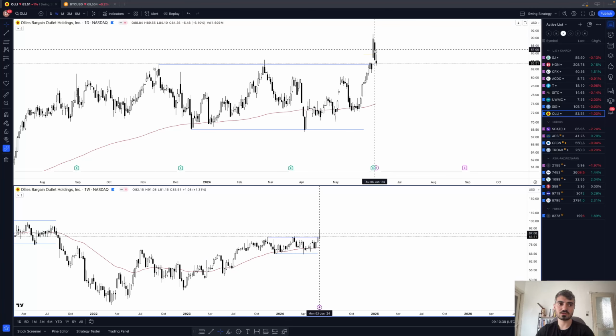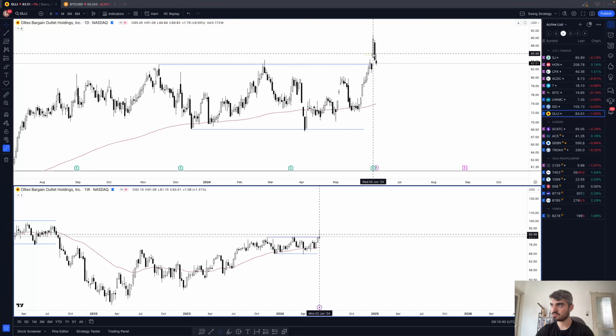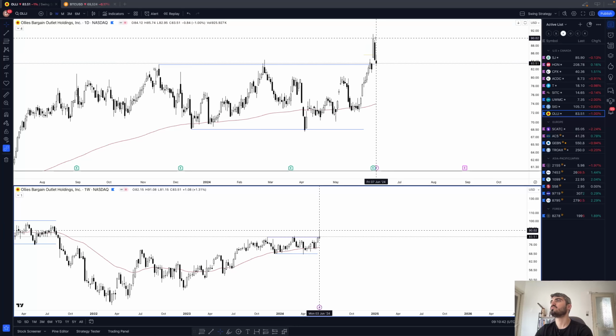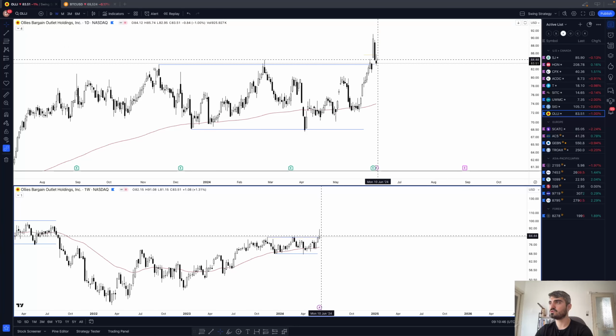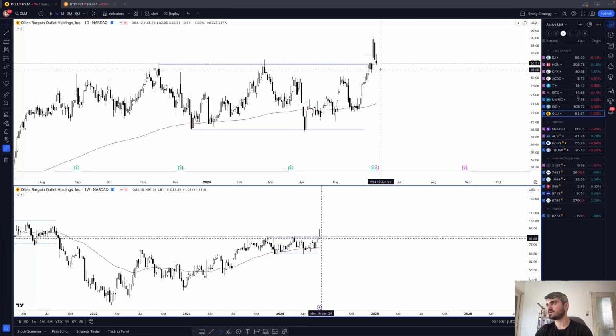This is not something that you want to see if you enter the position. Okay, strong move, a strong full body bar in your direction and then one opposing your direction. We will probably go back and close beyond the pattern boundary.